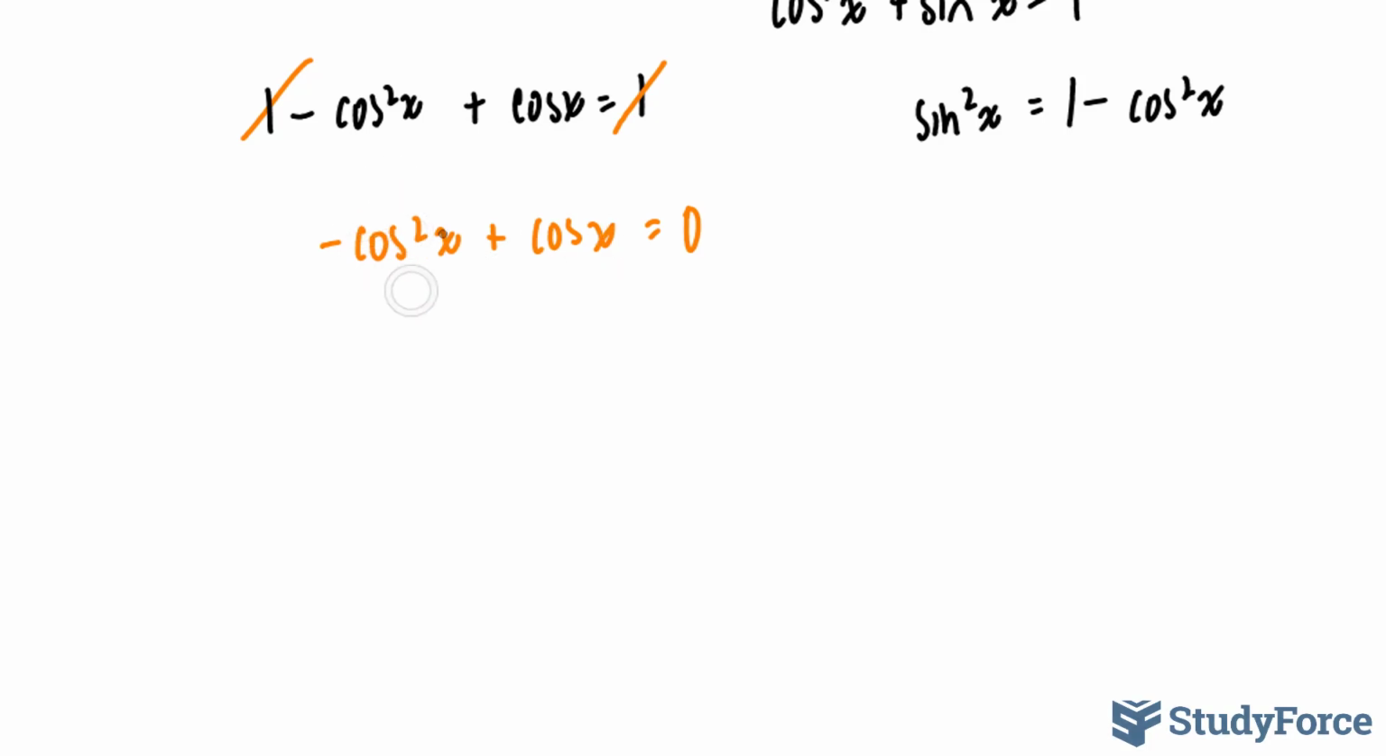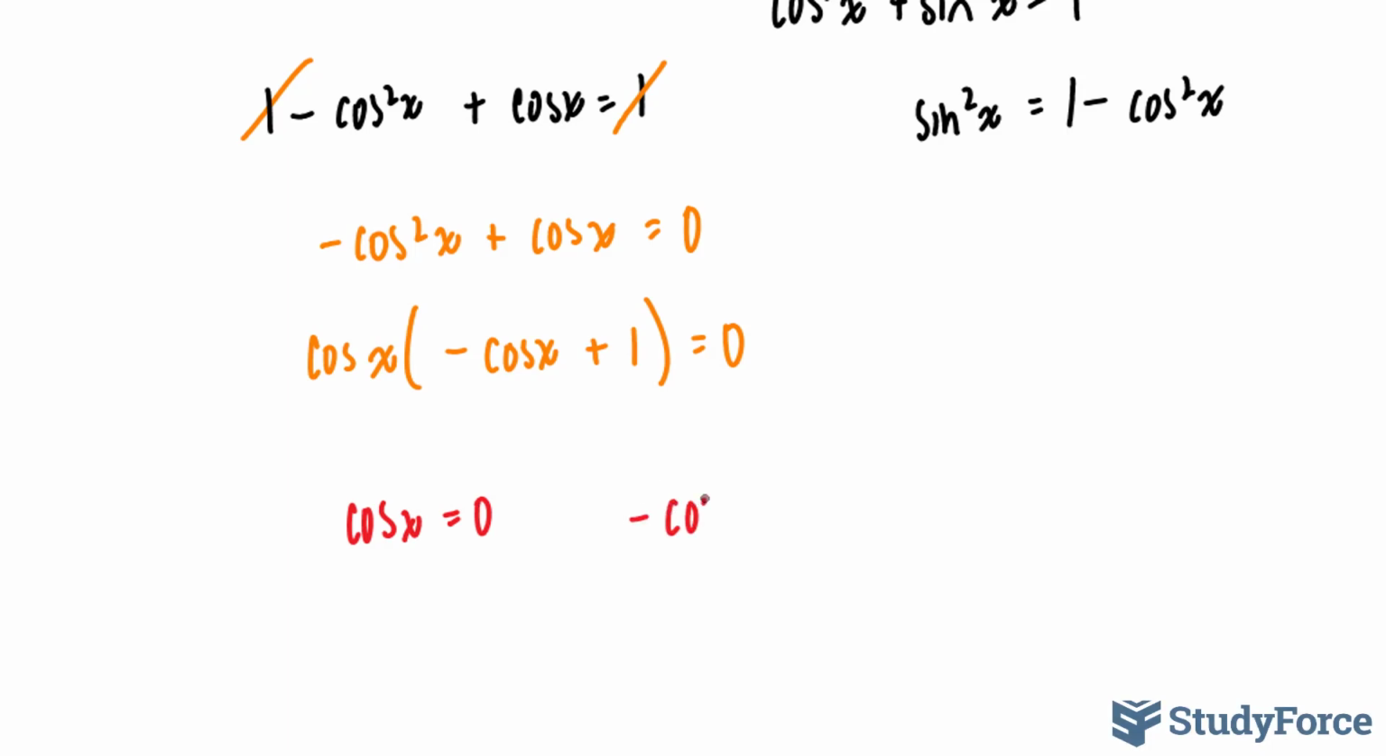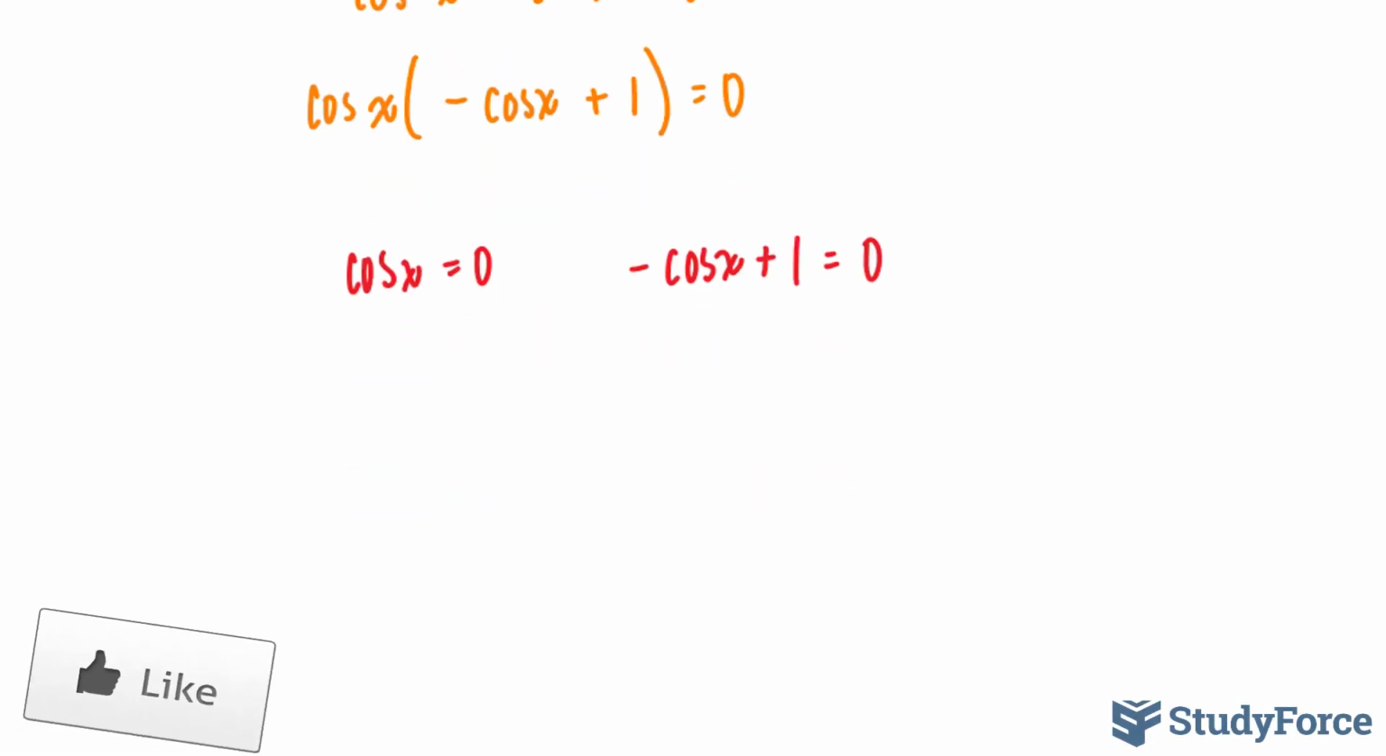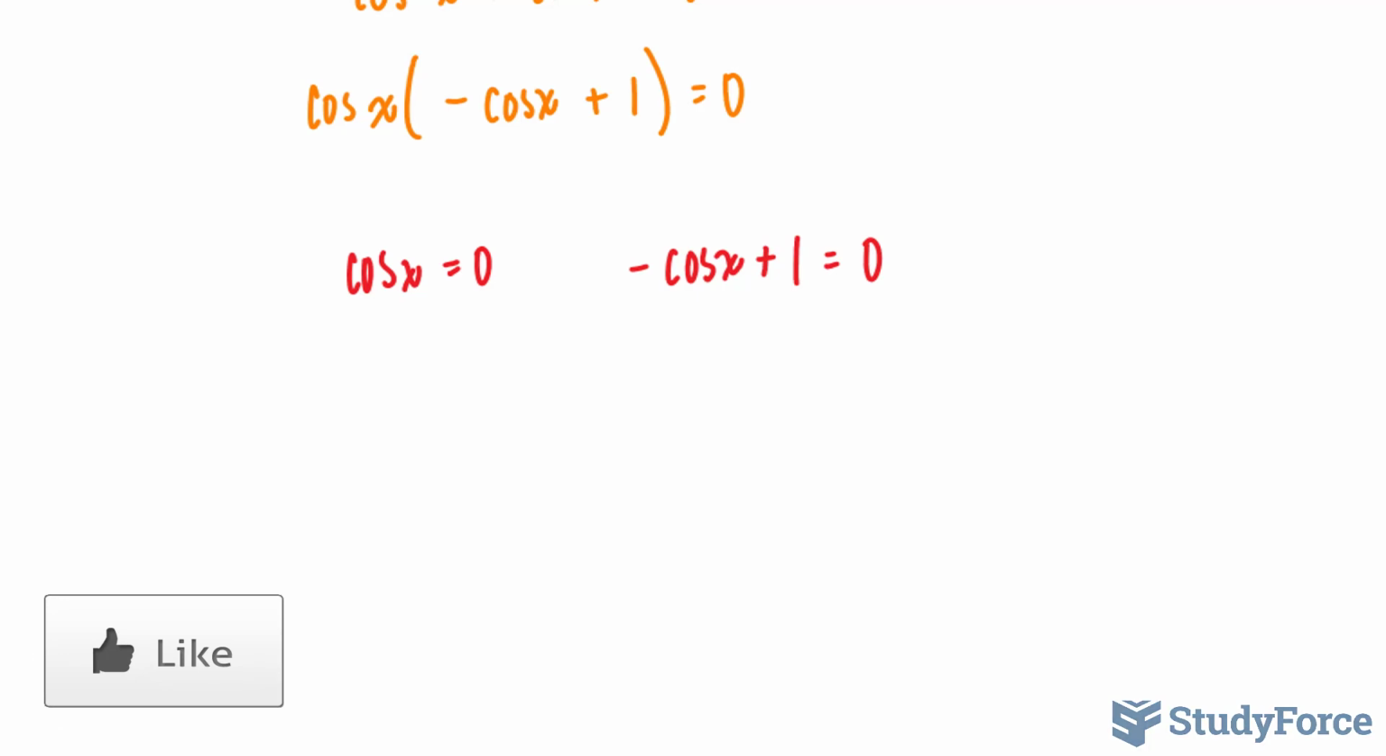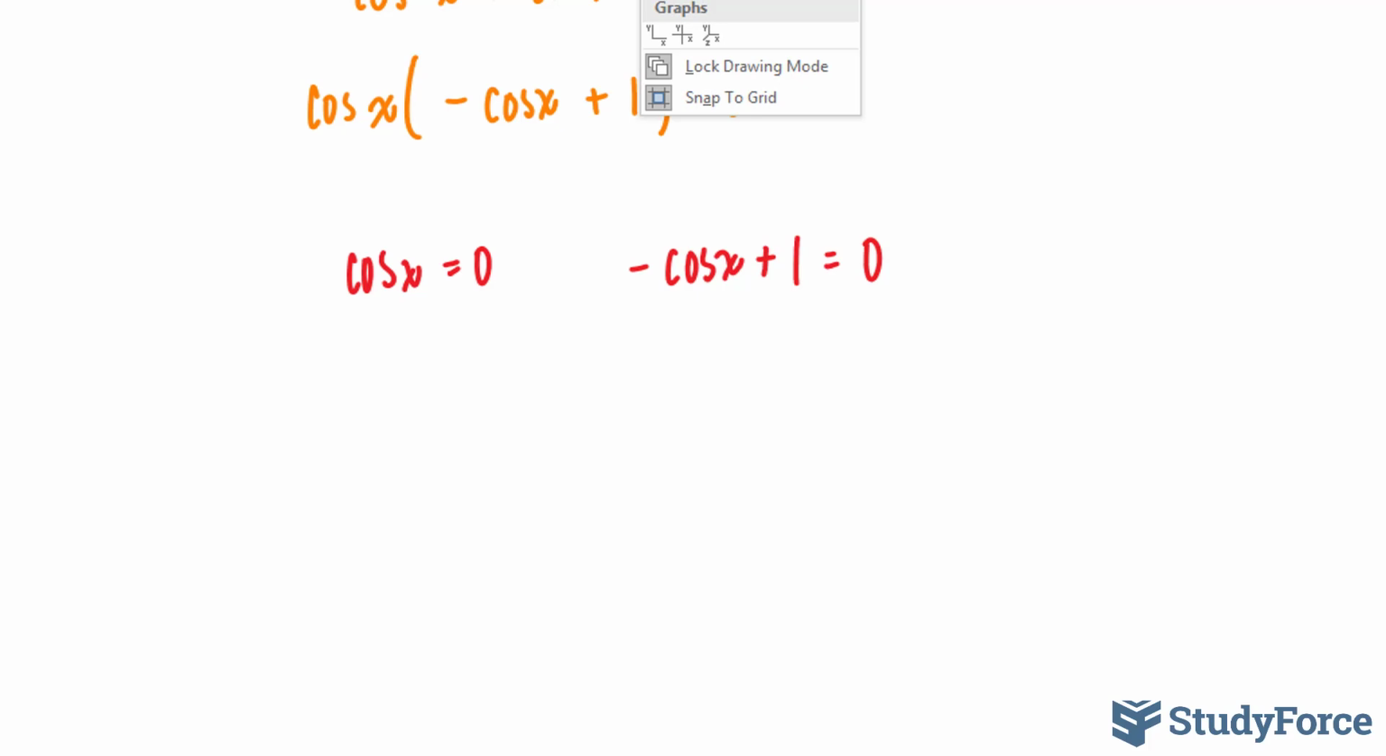Notice that this term has two cosines and this one has 1. So factoring out a cosine x gives us negative cosine x plus 1 is equal to 0. Now we'll branch this out into two parts, where cosine x is equal to 0 and negative cosine x plus 1 is equal to 0. I'll focus on this part, and to understand when cosine x is equal to 0, of course you can use inverse cosine, but I want to explain it in a different way.